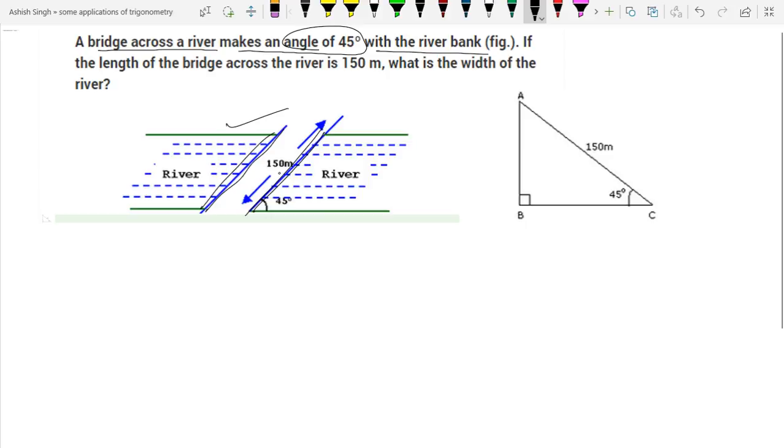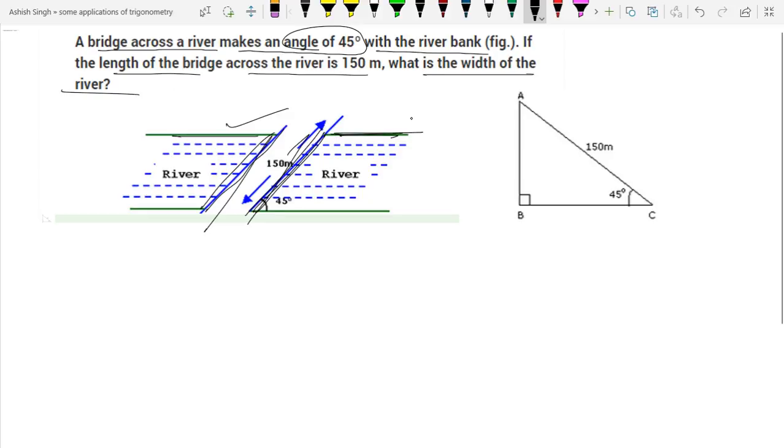So the length of the breeze is, what is the length of the breeze? 150 meter. So this is 150 meter, and the river is flowing under the breeze. If the length of the breeze across the river is 150 meter, what is the width of the river?